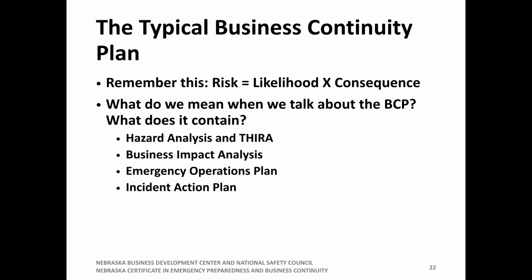The business continuity plan also contains an emergency operations plan, or EOP. What activates it? Who and what implements it? And how is it demobilized? And then finally, the business continuity plan also contains an incident action plan, or IAP, which is how we handle daily emergencies at our location and what constitutes an emergency that requires the activation of the EOP.